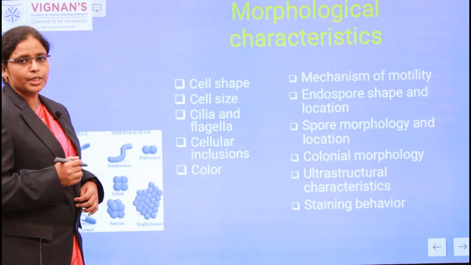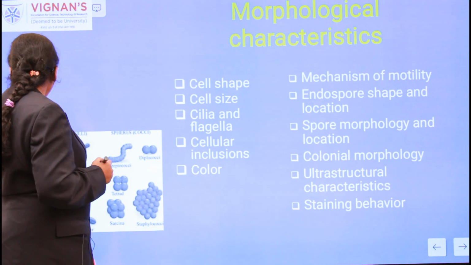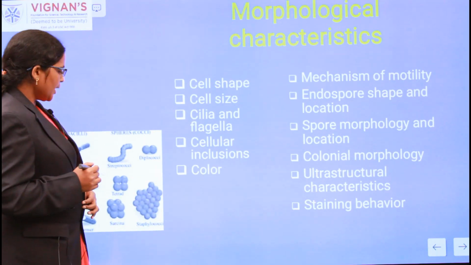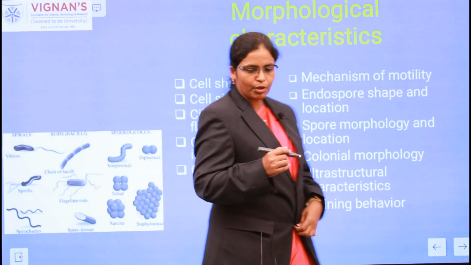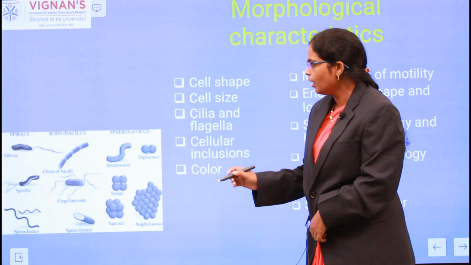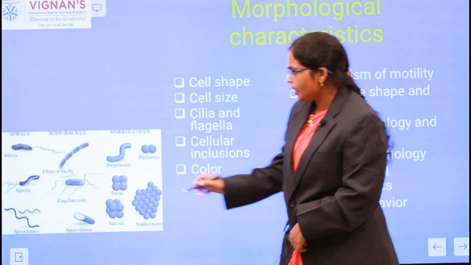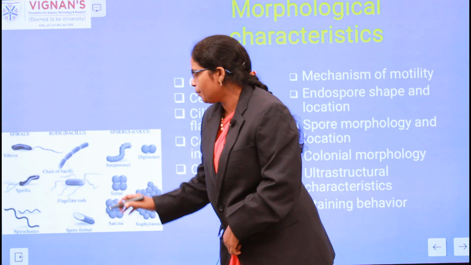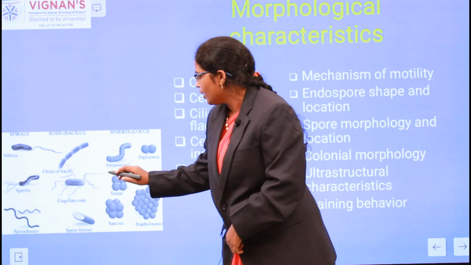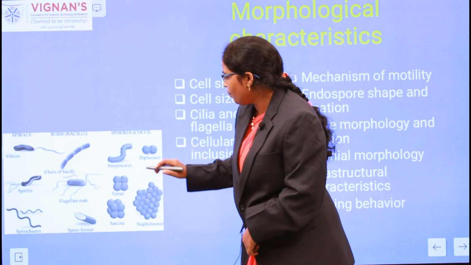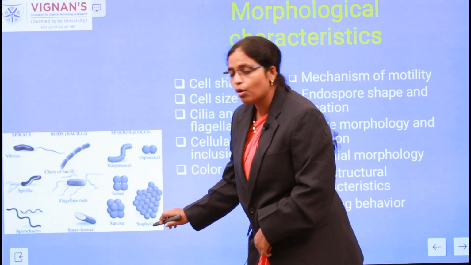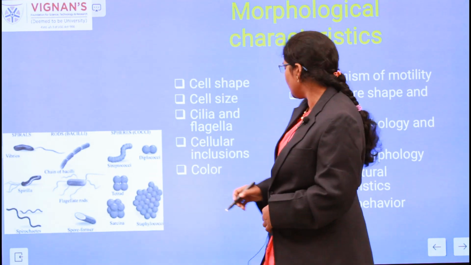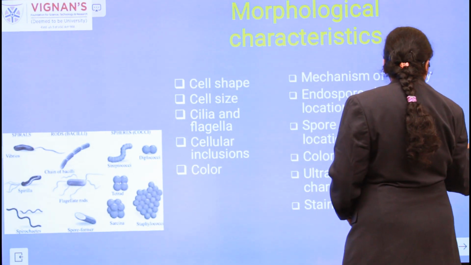Now see the morphological features. If you see the morphological features, for example here I have shown some of the morphological features in the picture. See here Vibrio cholerae, comma shape, bacillus, rod structure, streptococci, diplococci and then staphylococcus, bunch type of the organisms.